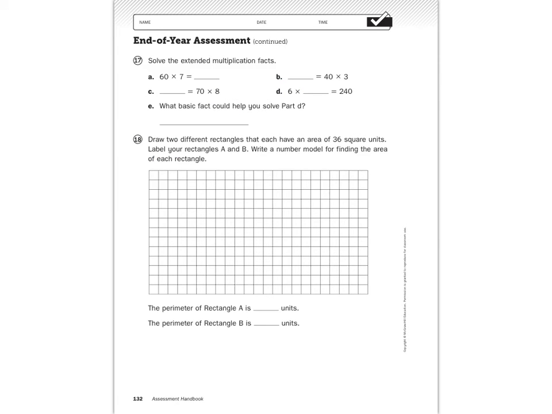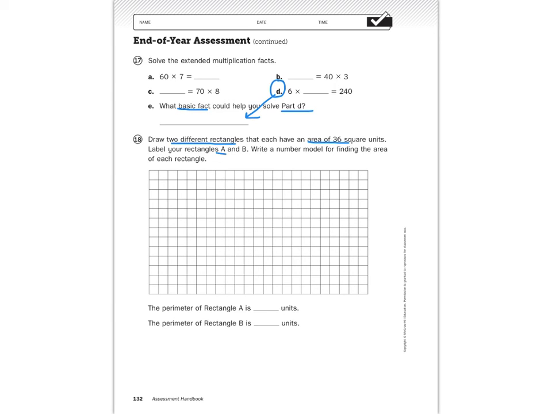Next page, you're going to solve extended multiplication facts. We've been working on those a ton lately, which is super great. Remember to look for the hidden basic facts in there. And then letter E, what basic fact could help you solve part D? That's this one. So what basic fact that's in there can help you solve it? Put that there.